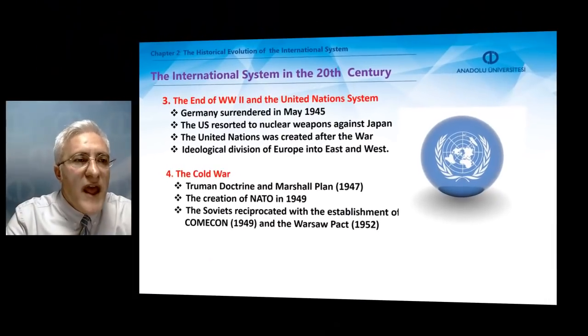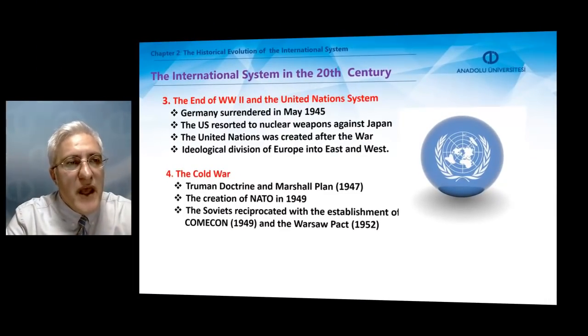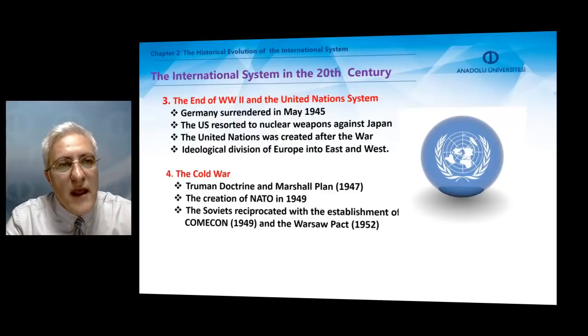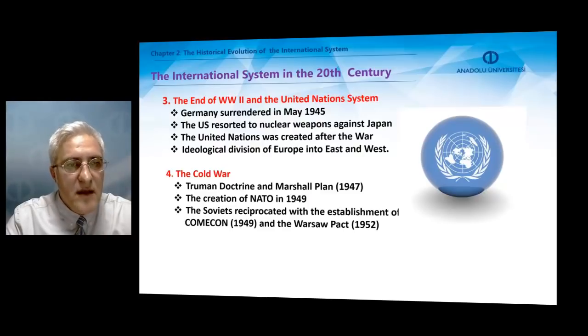The Second World War ended with the surrendering of Germany and Japan in 1945, and the big powers this time defined the new universal international organization, which is the United Nations. However, the Cold War started very early, I would say even during the Second World War, and this was an ideological division of Europe between Eastern and Western blocs.